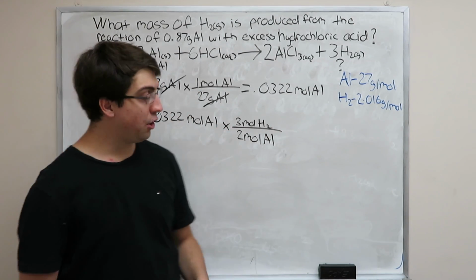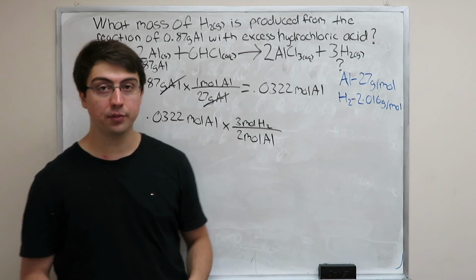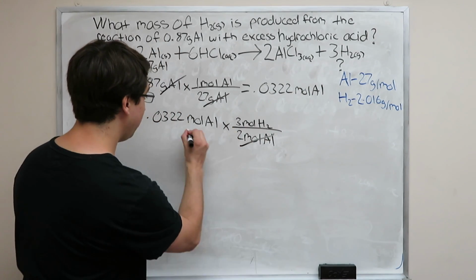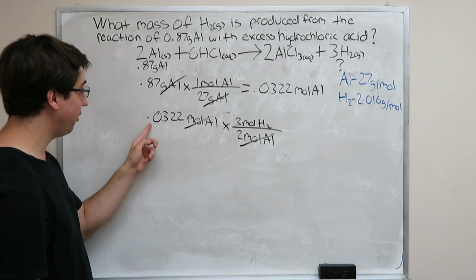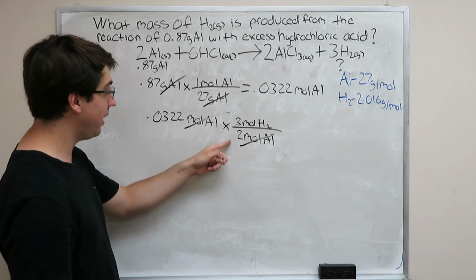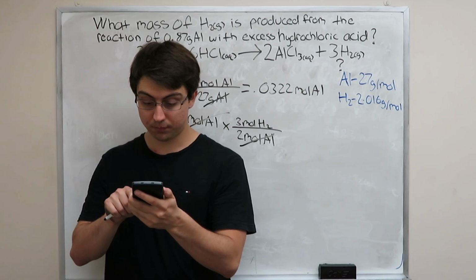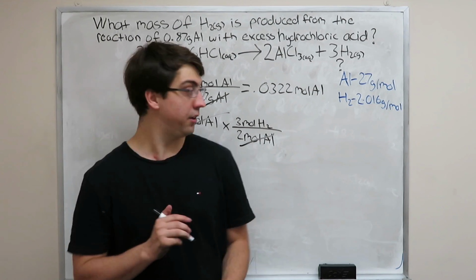It's also known as a stoichiometric factor, and it shows that there is 3 moles of hydrogen required for every 2 moles of aluminum. It works just like converting between grams and moles. The moles of aluminum will cancel out, leaving you with moles of hydrogen, and you just need to take the 0.0322, multiply times 3, then divide by 2. I got 0.0483.